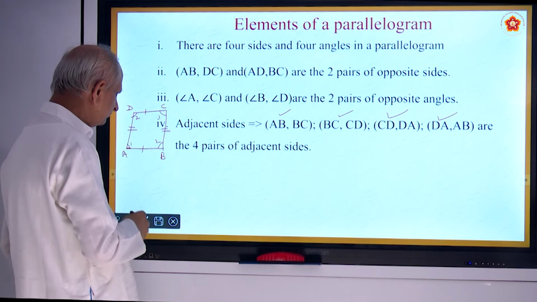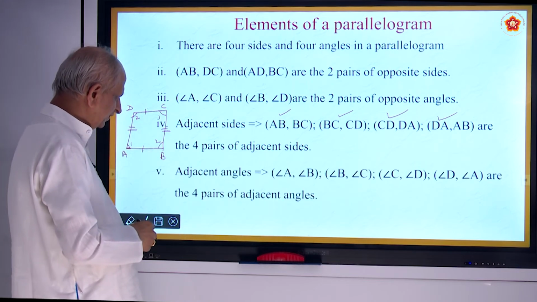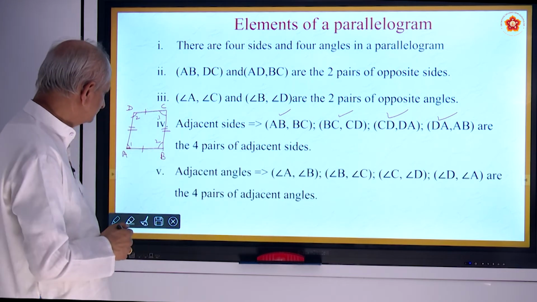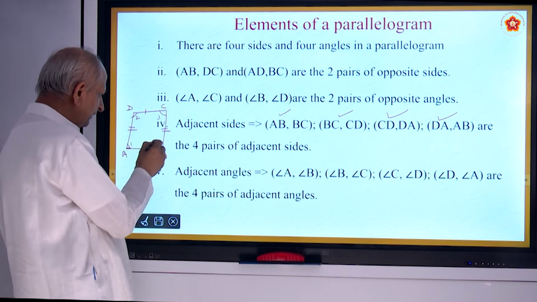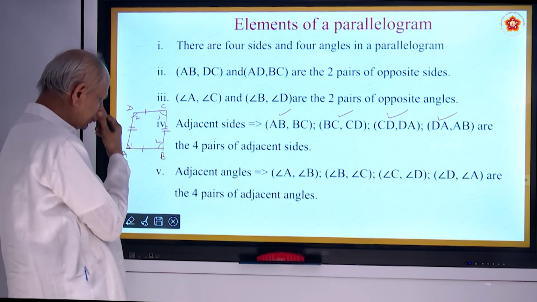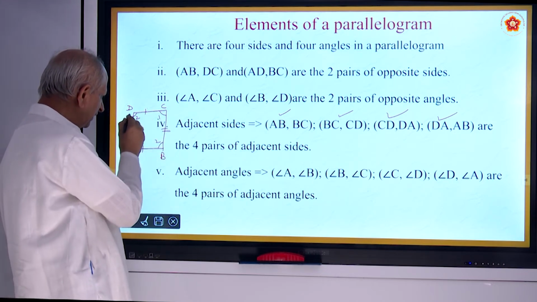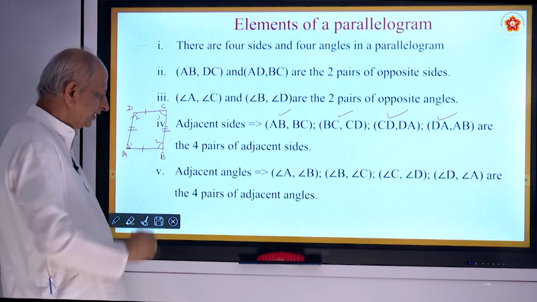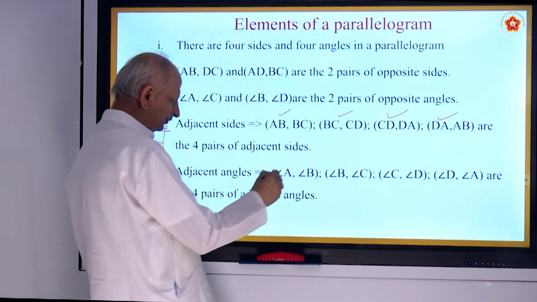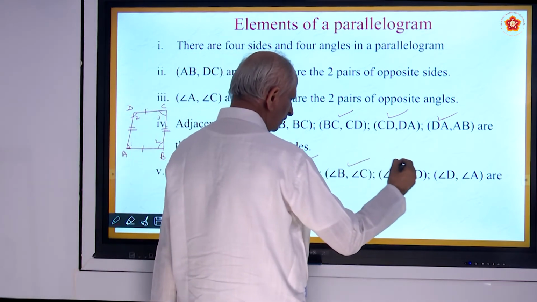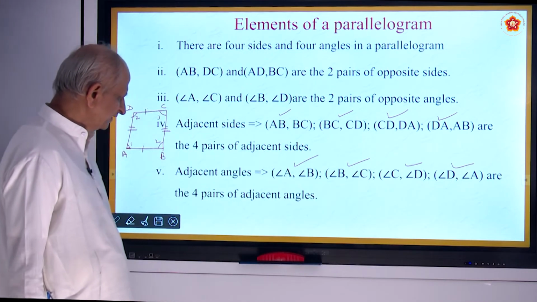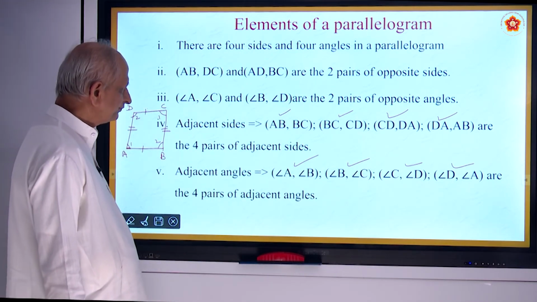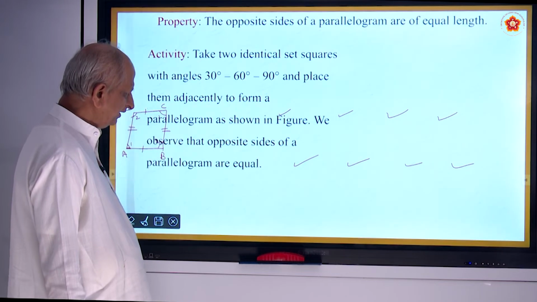Okay. And also you have seen that there are adjacent angles. A and B are called adjacent angles. B and C are called adjacent angles. And C and D are called adjacent. D and A are called adjacent angles. How many will be there? 1, 2, 3, 4. 4 pairs of adjacent angles are there. So, note it correctly.